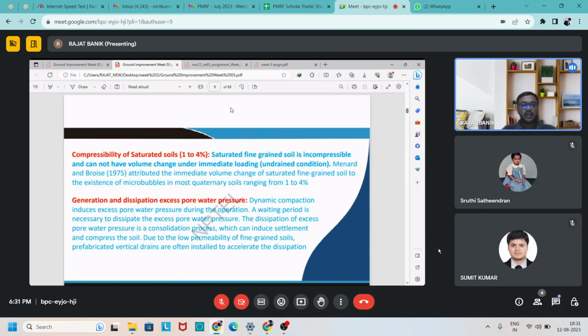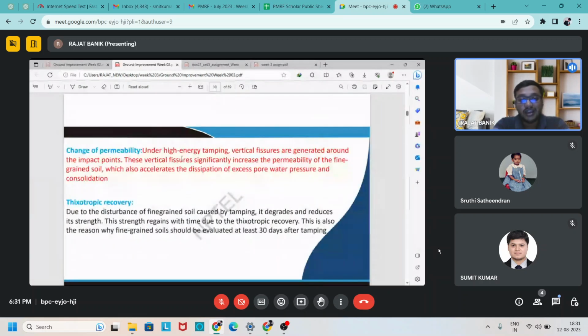Coming to the next slide, the other aspect of dynamic consolidation is the change in permeability. Due to the high energy applied, vertical fissures are generated. A fissure is nothing but a vertical crack generated when we apply high energy dropping. Due to the vertical fissures or cracks at the impact point, the permeability of the fine-grained soil is increased, which accelerates the dissipation of excess pore water pressure and also accelerates the consolidation. So it is advantageous that we increase the permeability of the soil.